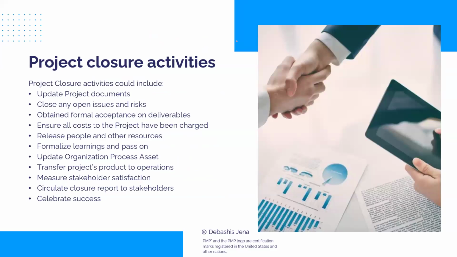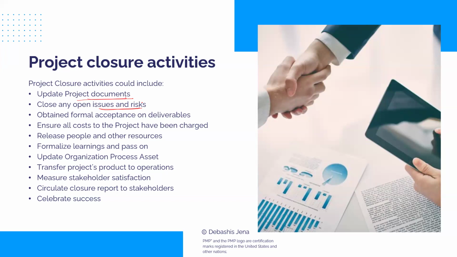These are typical closure activities that would apply to any kind of project. Let's run through that list. You update project documents, all project artifacts. We're going to update them for the last time and place them in OPA for future use. Close any open issues and risks. I hope you appreciate we cannot close the project with certain issues and risks remaining open.